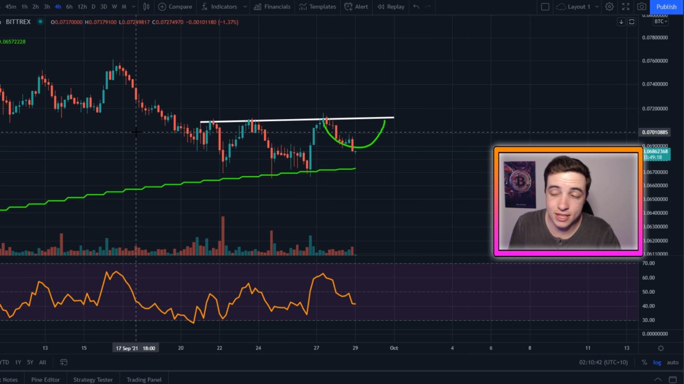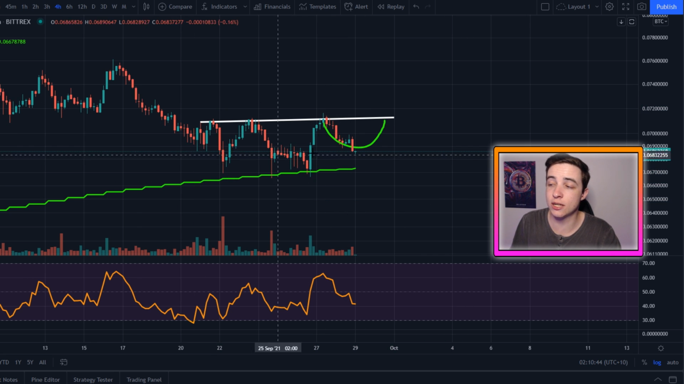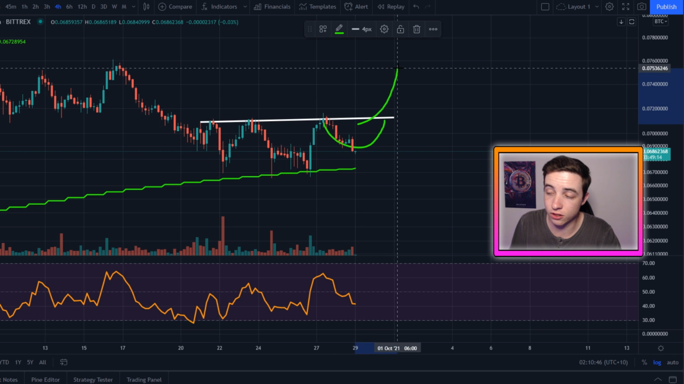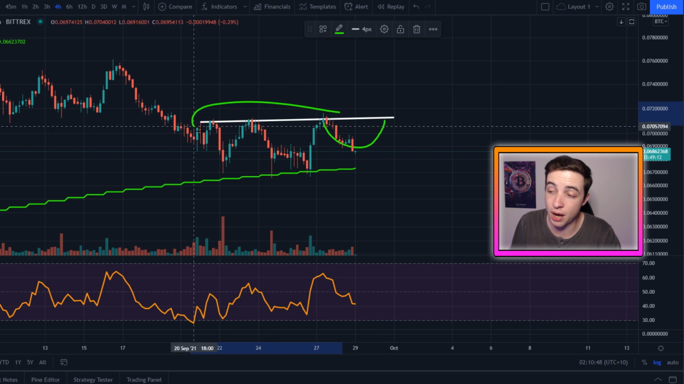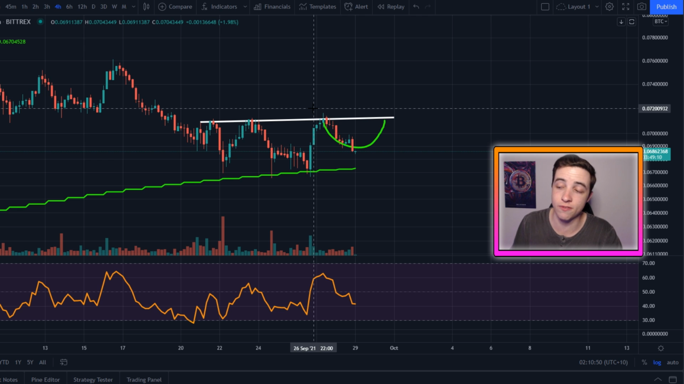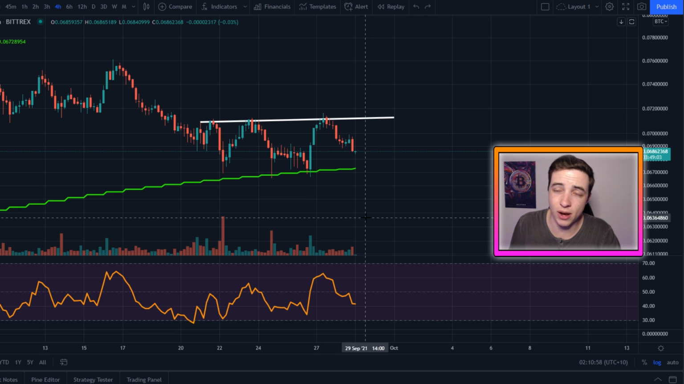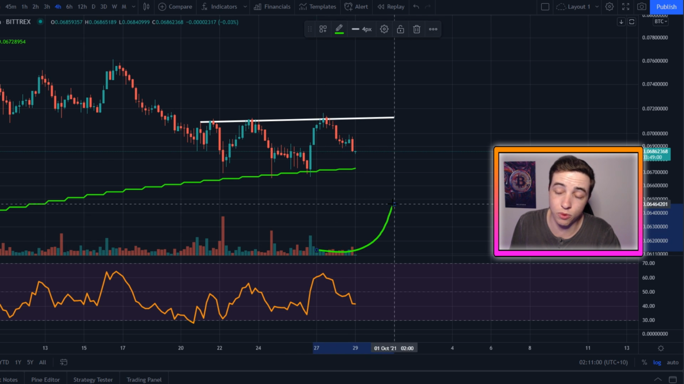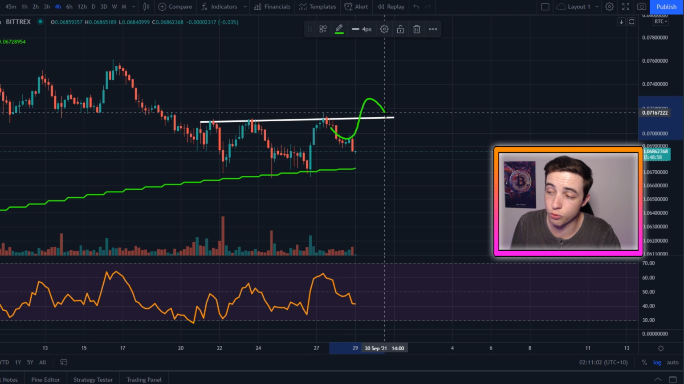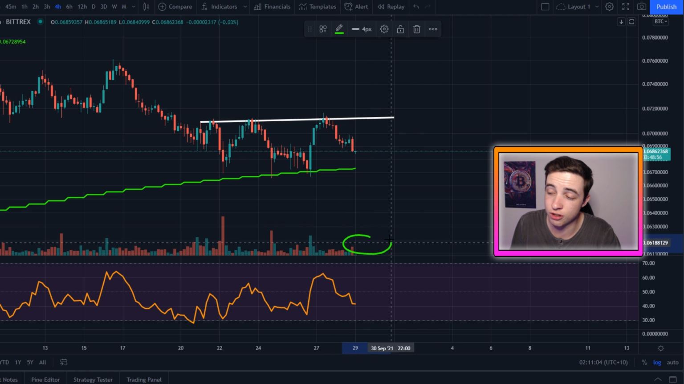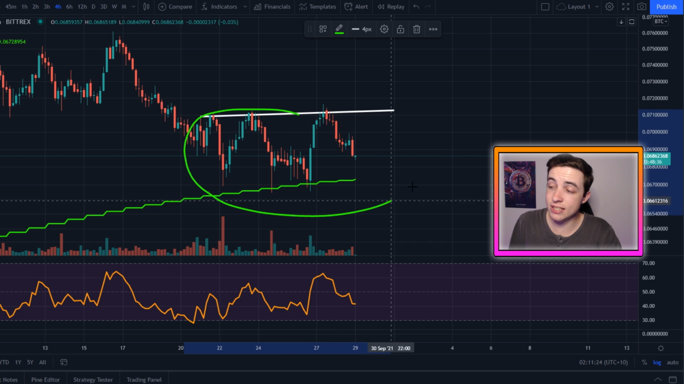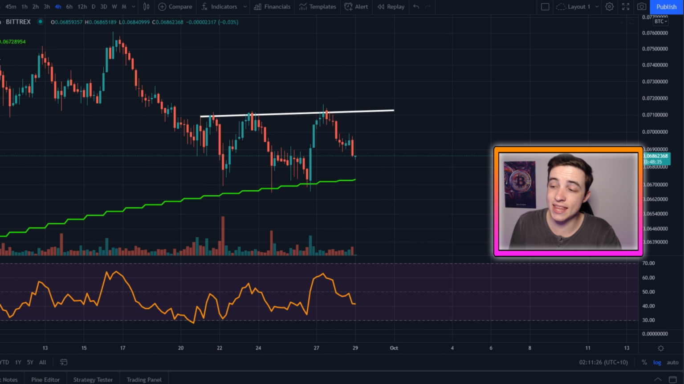But even then, this pattern is still not fully confirmed until we can see a break above the neckline. So once again, we need to break above this neckline with some strong confirmation, preferably with a strong spike or a surge in the volume. Otherwise, we would definitely need to see some sort of retest if we don't see any spike or surge in volume.